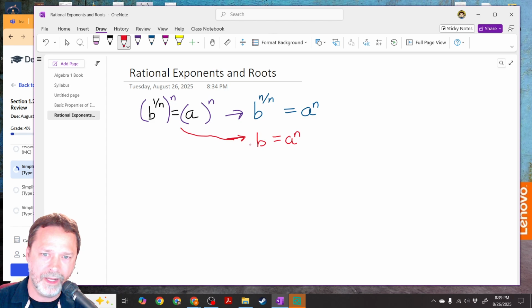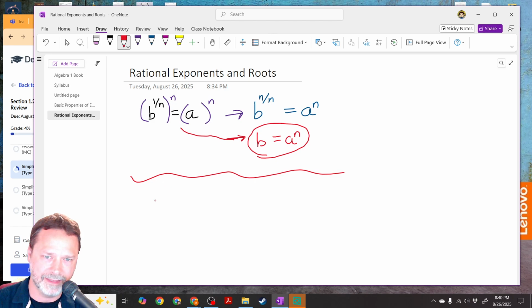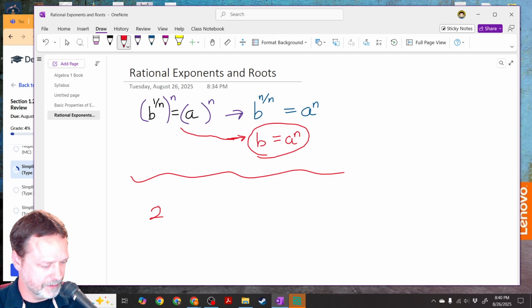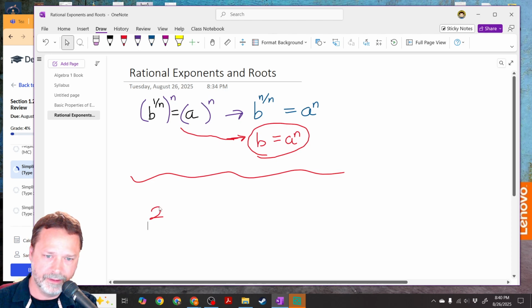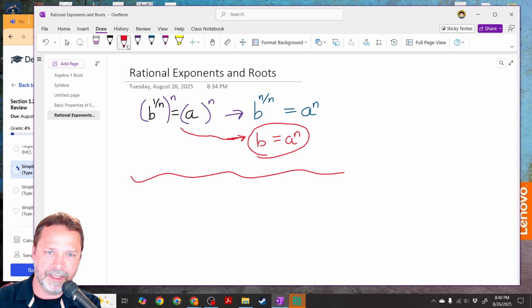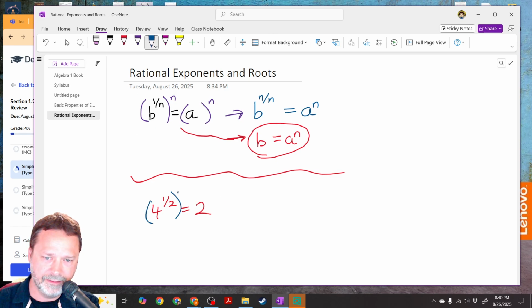So why did I want to say that? Well, if we look at this right here, what this means, for instance, if I had something a little bit more basic, let's say I had 4 to the 1/2 equals 2. Okay, and let's say I squared both sides.